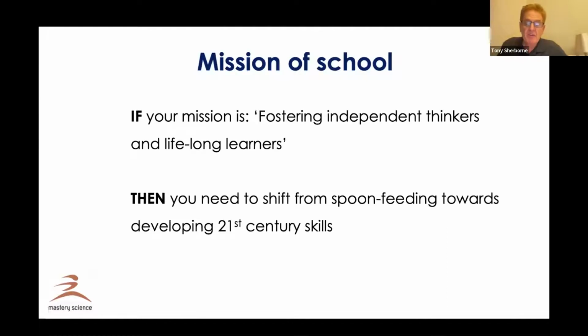In other words, if we're just spoon feeding them knowledge from the past and we're not giving them much chance to think and develop creativity or independent learning skills, self-regulation, metacognition, all buzzwords, if that's not happening much because we're so fixated on the syllabus, then we're not going to achieve that mission.